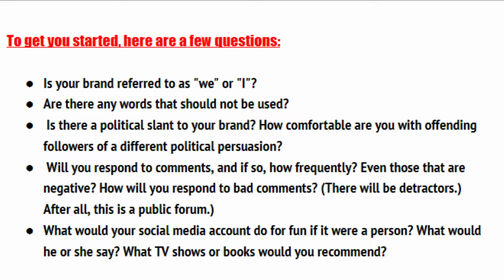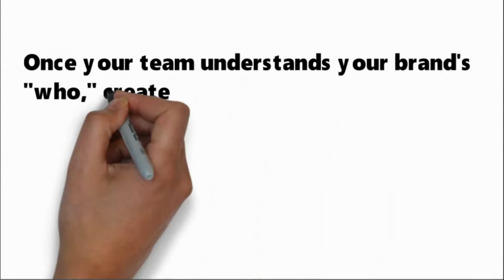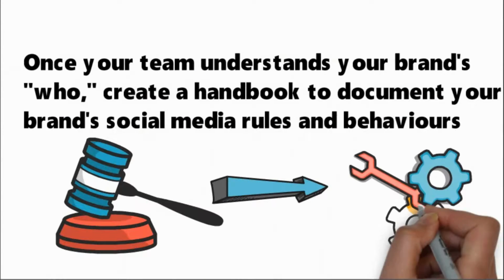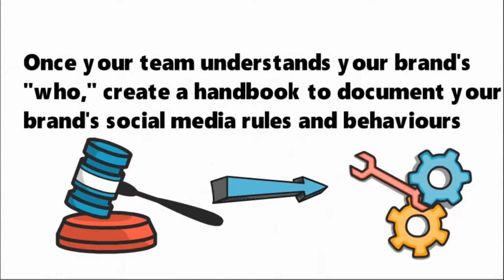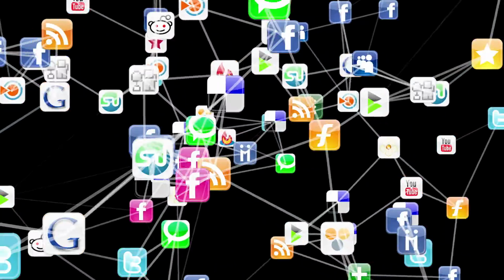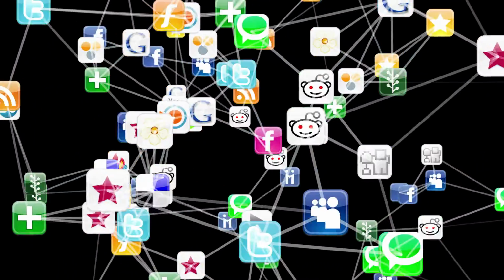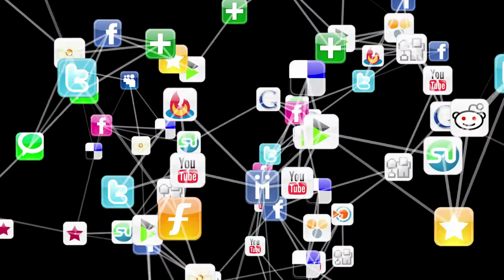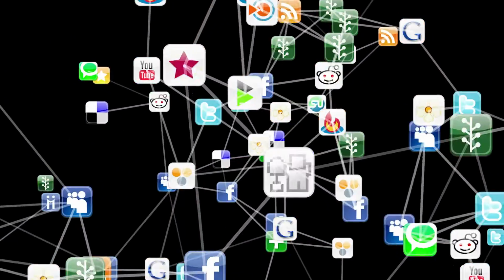Once your team understands your brand's who, create a handbook to document your brand's social media rules and behaviors. Some rules will be broken, as with any rules, but having these guidelines will assist in creating your brand during launch. Write the handbook as if you were explaining things to a new employee who is unfamiliar with your company's brand. What is your name? What do you have to offer? How are you utilizing social media to improve the brand's user experience?